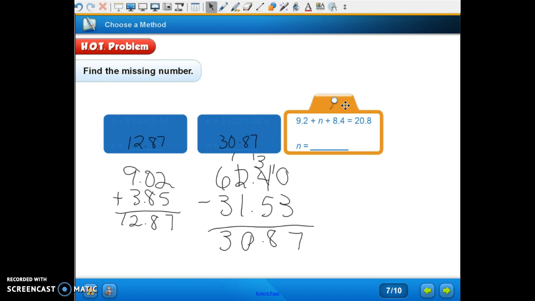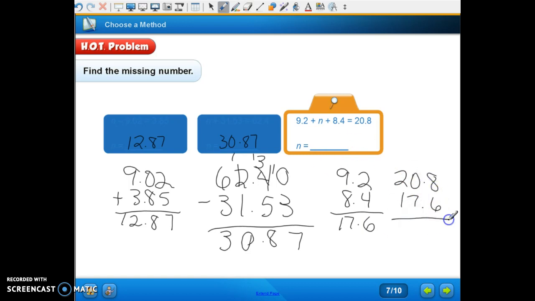9 and 2/10 to the 8 and 4/10. Okay, so let's add 9 and 2/10 plus 8 and 4/10 to get 17 and 6/10. Once we've done that, what are we going to do? Subtract it from 20 and 8/10, right? And we would get 3 and 2/10.